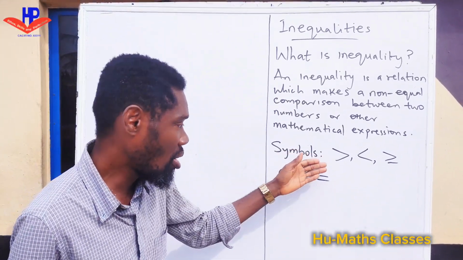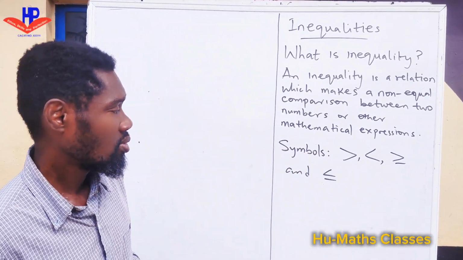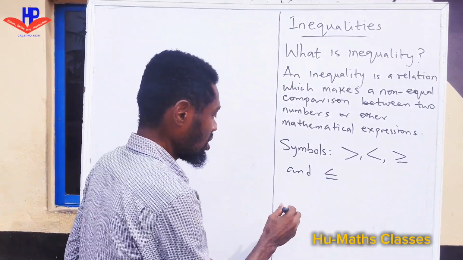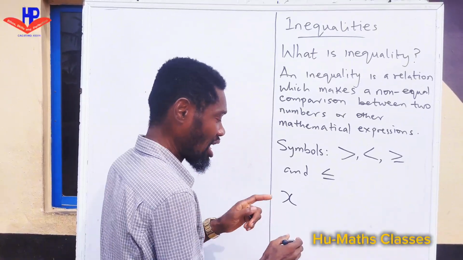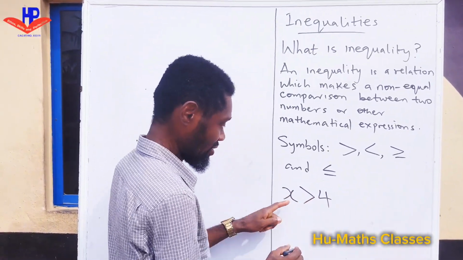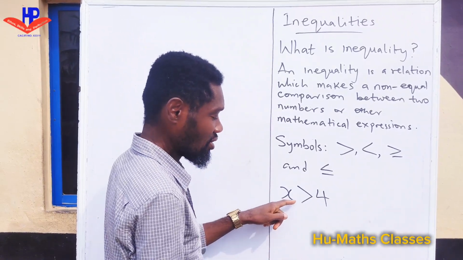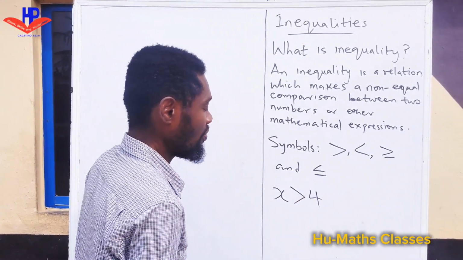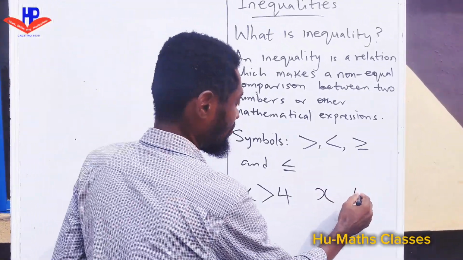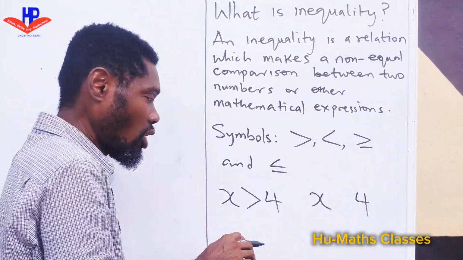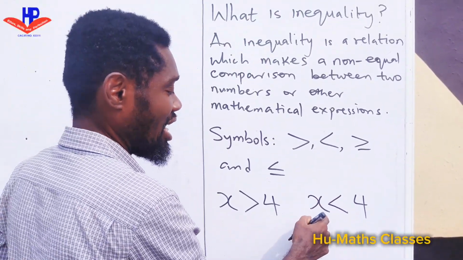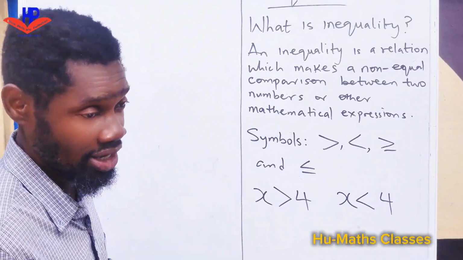Now, the number that is greater will always have the sign open facing that number. For example, if x is supposed to be greater than 4, I will have the sign open facing x. So it is x greater than 4. If x is supposed to be less than 4, I will have the sign closed facing 4. So this is x is less than 4. That's how we read inequalities.